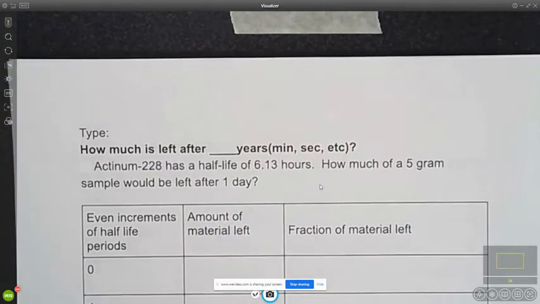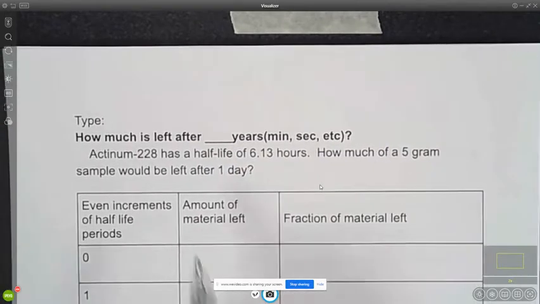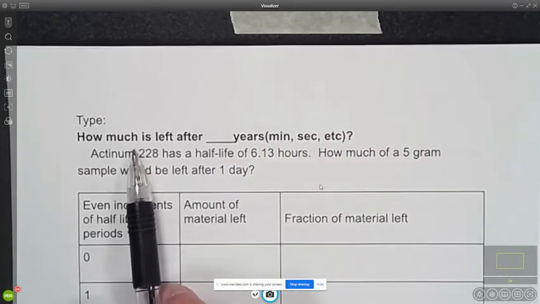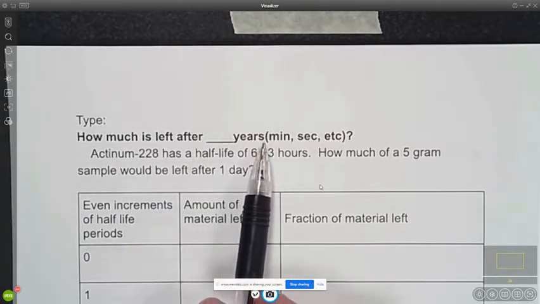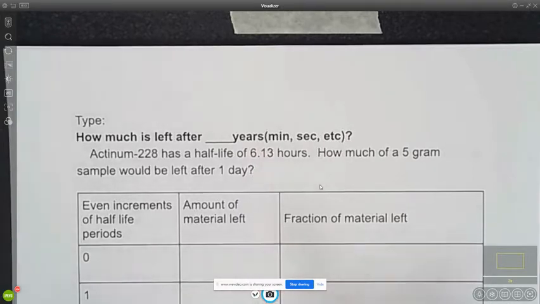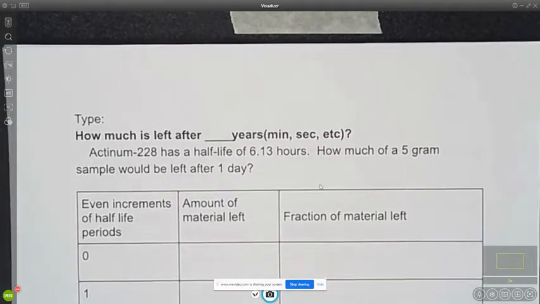Hi, here we go. Another little video. This one, we have a different type of half-life question. It says, how much of the material is left after so many years have passed? So we want to look at what's going on here.